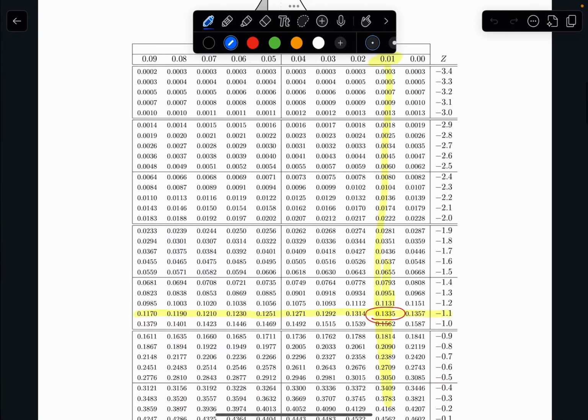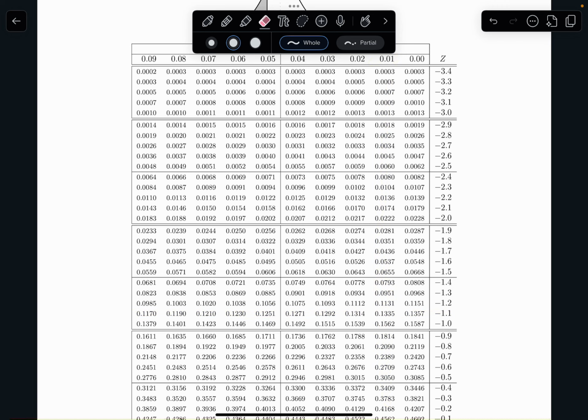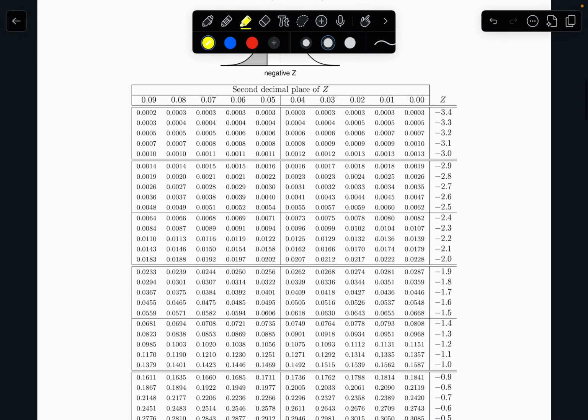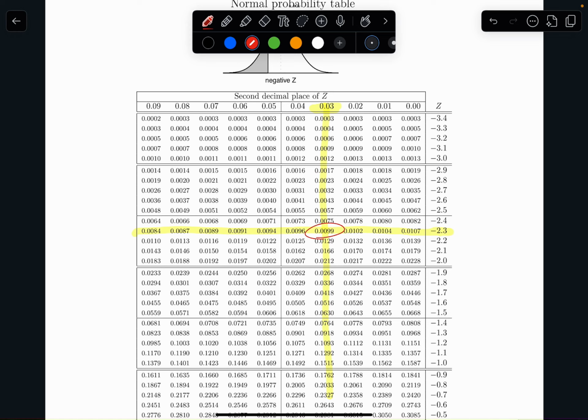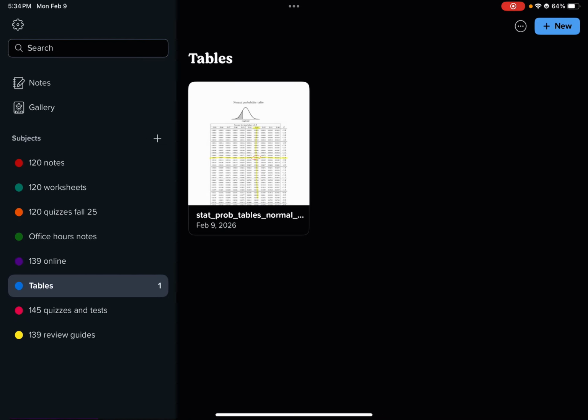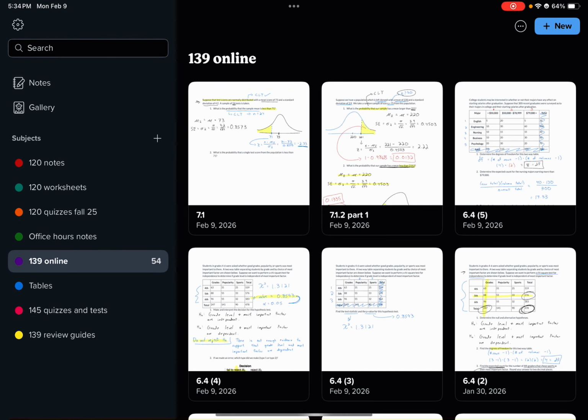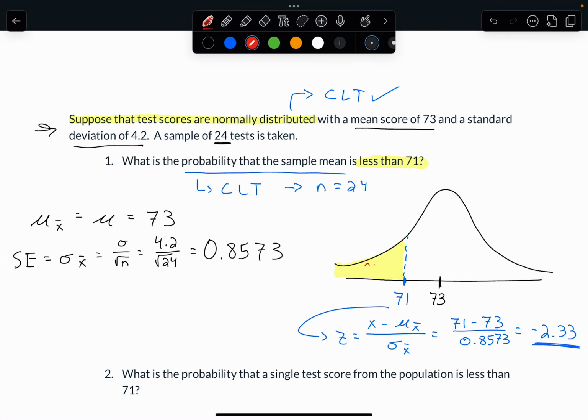Hopping over to my z-tables, let's erase the work that we had earlier. We said negative 2.33. So here's negative 2.3, which means we're looking at this row. And then the second decimal place is a 3. That's what I'm looking at on top. This is the column that I want. So that means that the probability there would be 0.0099. So this probability, this area to the left, would be 0.0099. Let me write that out so that it's a little bit clearer.